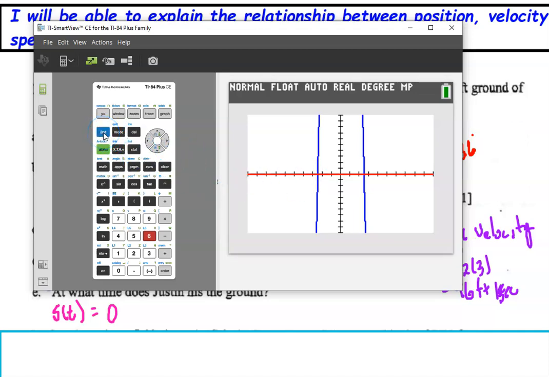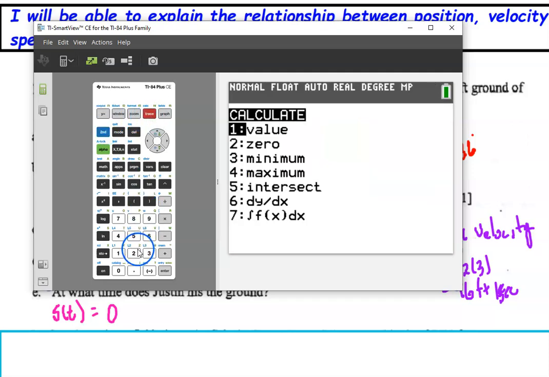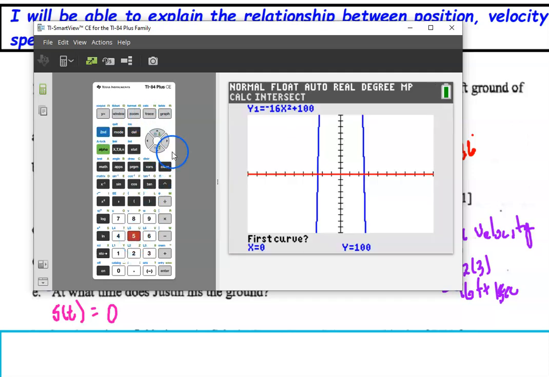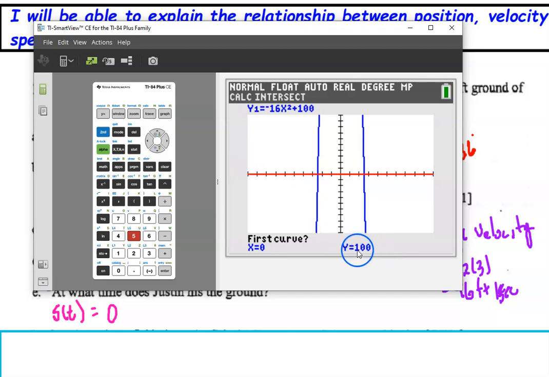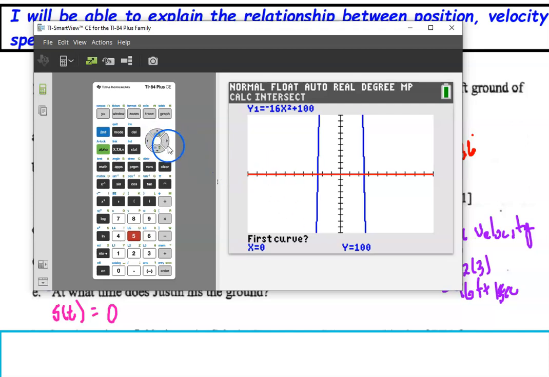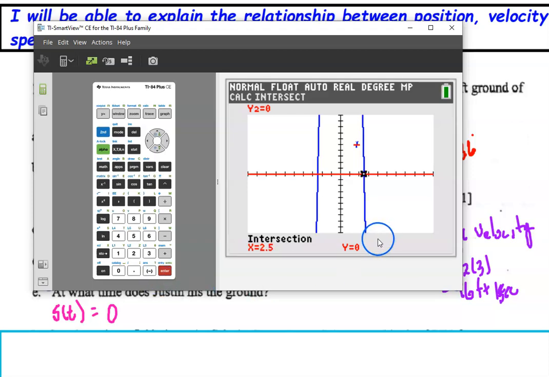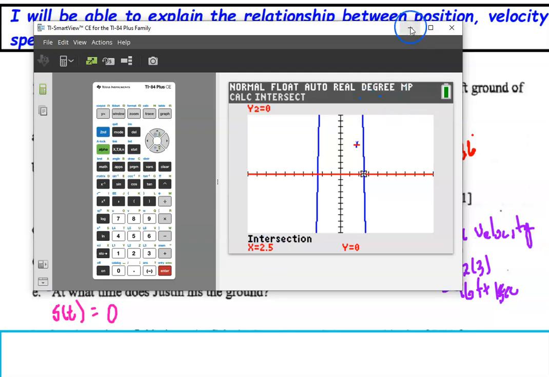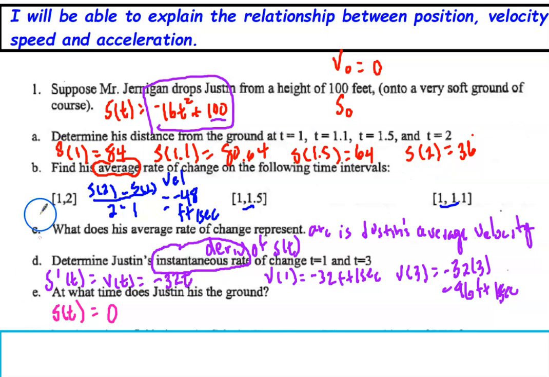So to get my point of intersection, I'm going to do a second calc, number 5, which is a point of intersection. The cursor, even though I can't see the cursor, it's at 100. It's at the y-intercept. I'm going to move that a couple of ticks to the right. So over here, I'm going to arrow to the right, arrow to the right, arrow. Okay, so I'm going to stop right there, even though I still can't see it in the window. Enter, enter, enter. And I can see that Justin hits the ground at 2.5 seconds. So that's when Justin hits the ground.